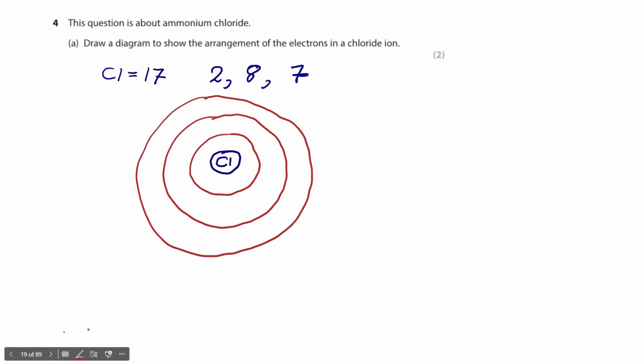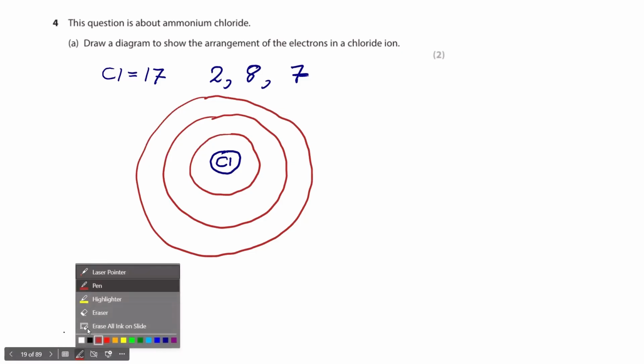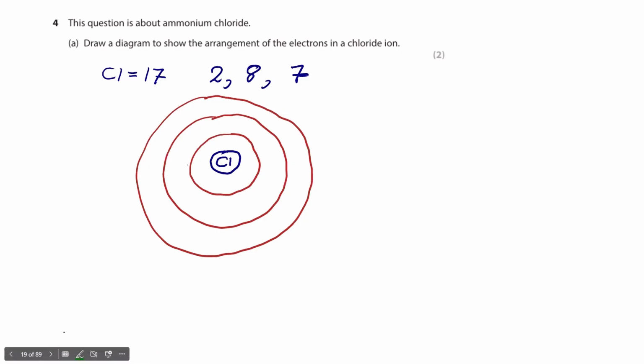In the first energy level you have 2 electrons: 1, 2. In the second energy level we have 8 electrons: 1, 2, 3, 4, 5, 6, 7, 8. In the third energy level we have 7 electrons: 1, 2, 3, 4, 5, 6, 7.